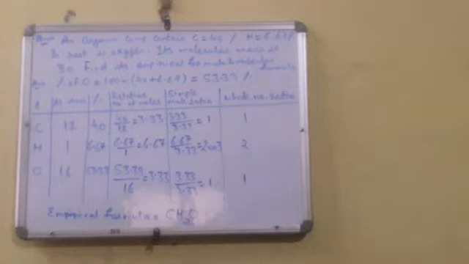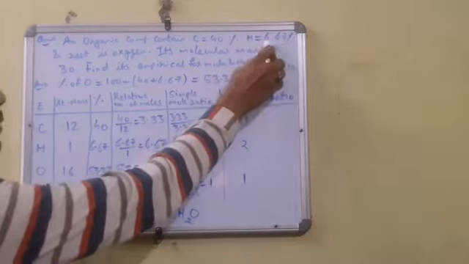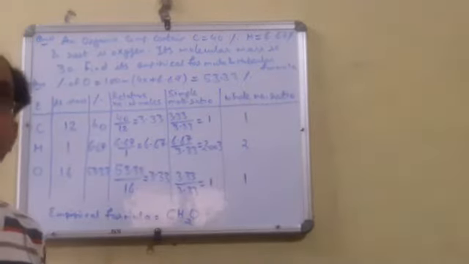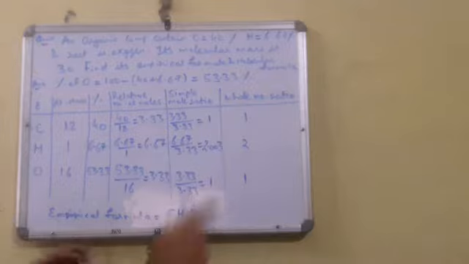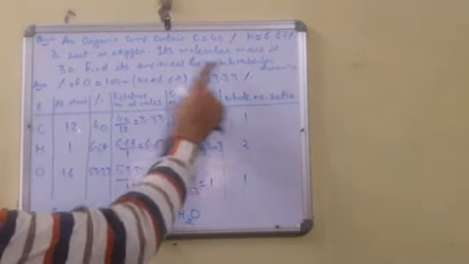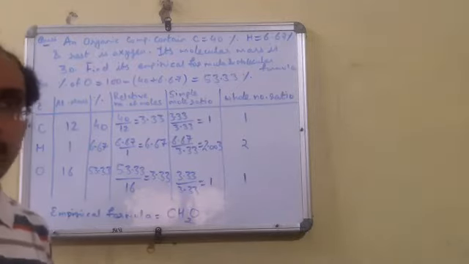I have given you one question, just see. An organic compound contains carbon 40%, hydrogen 6.67% and the rest is oxygen. That means there is a compound which contains carbon, hydrogen and oxygen, and the molecular mass is given as 30. We have to find its empirical formula as well as molecular formula. हमें इसका empirical formula भी निकालना है और molecular formula भी निकालना है.